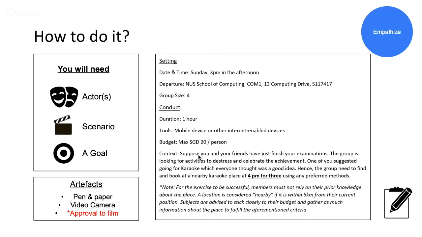Then, of course, your digital device such as a video camera. Then you need to get actors. Okay, not really actors per se, but subjects that you are studying, subjects that you are actually tagging along with, right? And so you need to set up a scenario, and also a goal, right? What is the intended activity? What is the intended goal that the person is trying to achieve or supposed to achieve that is relevant to your user research?